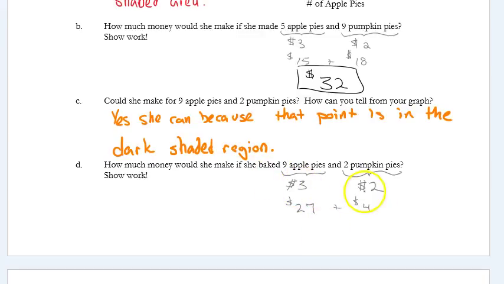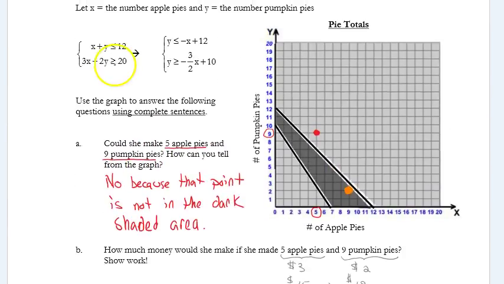And at $3 and $2 respectively, we wind up at not 32 this time, but $31, which once again meets the criteria for the second inequality that the cost has to be greater than or equal to 20.